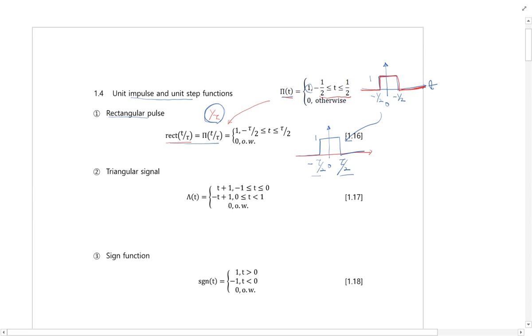So pi of t over tau looks like this. This is the time axis. The next one is the triangular signal. Triangular signals are expressed in this way.